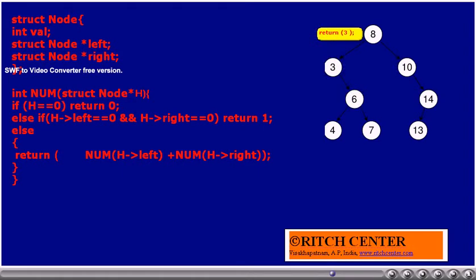Thus, the total number of leaf nodes for the tree is the left side leaf nodes, that is 2, plus the right side leaf nodes, 1, thus the total becomes 3. Like this we have traversed the tree recursively, and we have found that there are 3 leaf nodes in the tree.